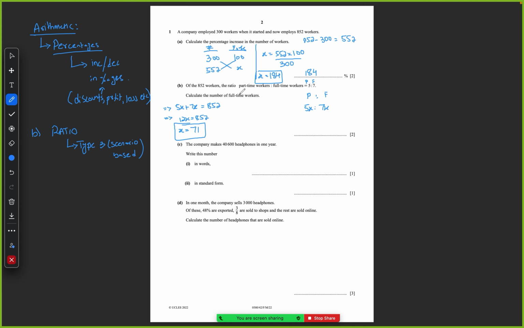That means the full-time workers were 7x, we can see that. So 7 times 71, so full-time workers are 7 times 71, and that's 497. So that's the final answer. Okay.